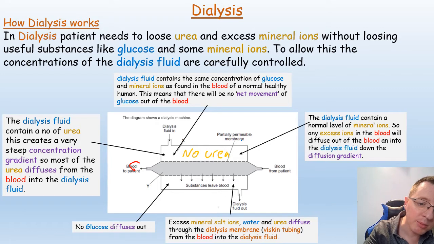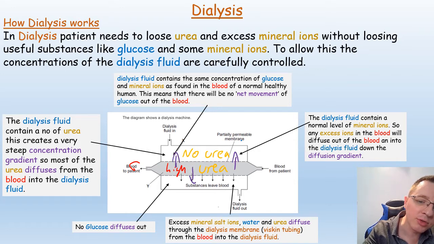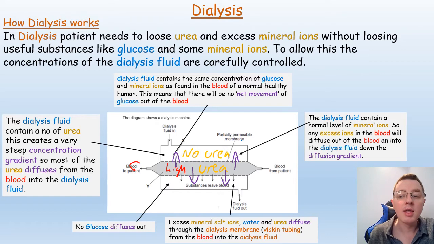And of course in the blood you will have quite a high concentration of urea, and therefore the urea will diffuse out of the blood and into the dialysis fluid. Now this is diffusion, so it will stop at equilibrium, so you will still have a small amount of urea left in the patient's blood, but over 50% will have been removed through the dialysis fluid in this process.